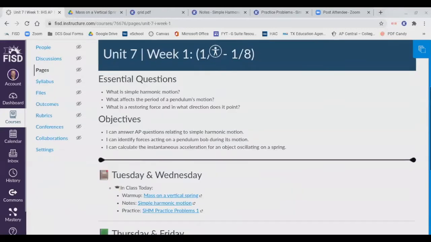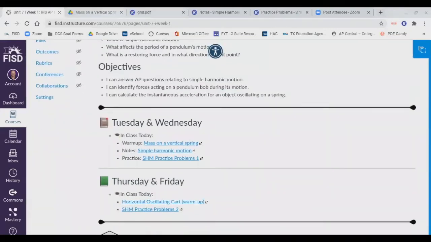This is where we are. We're in week 1 of simple harmonic motion. As it loads up, let's go into what our warm-up is.